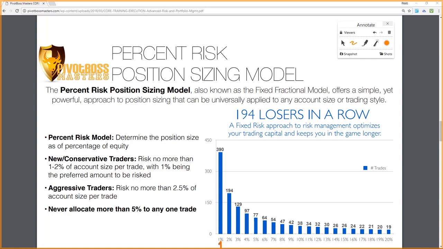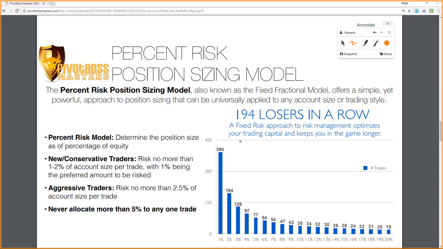This is 1% of account per trade being risked. 2% of account, 3%, 4, 5, 6, all the way to 20%. And what this is showing is that if you were to trade only 1% of your account on each trade, just allocate 1%, it would take 390 losers in a row to basically break that account. If you were going for 2% of account on each trade, it would take you 194 losers in a row to basically break that account.